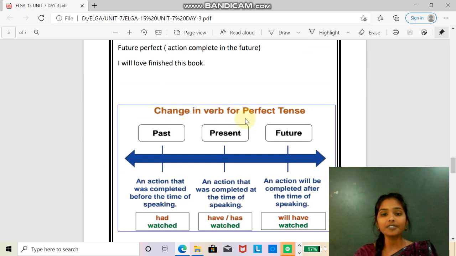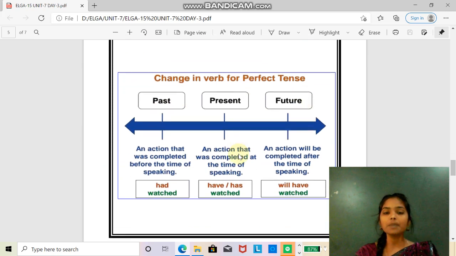Let's learn how to change the verb for perfect tense. In the case of present, it is an action that was completed at the time of speaking. Actually, just now that action has been completed.